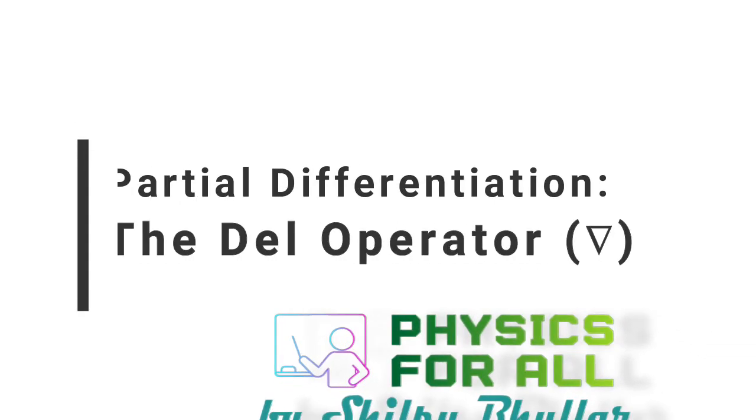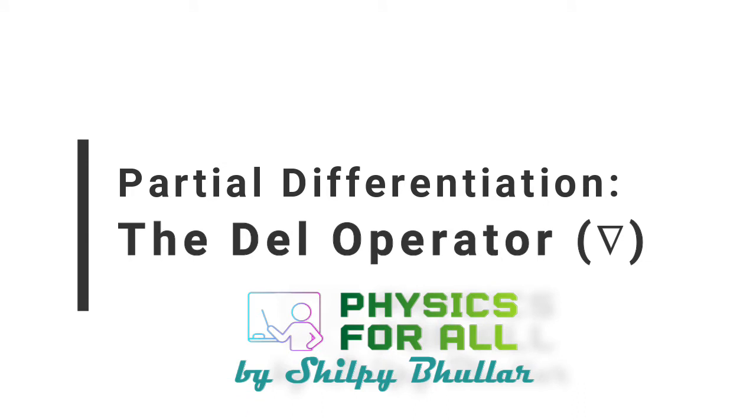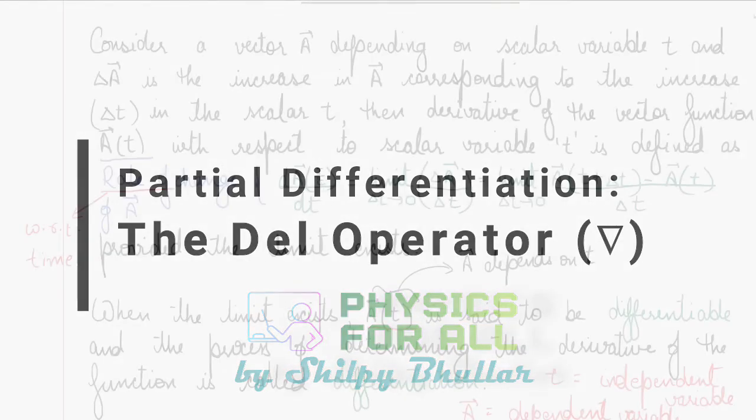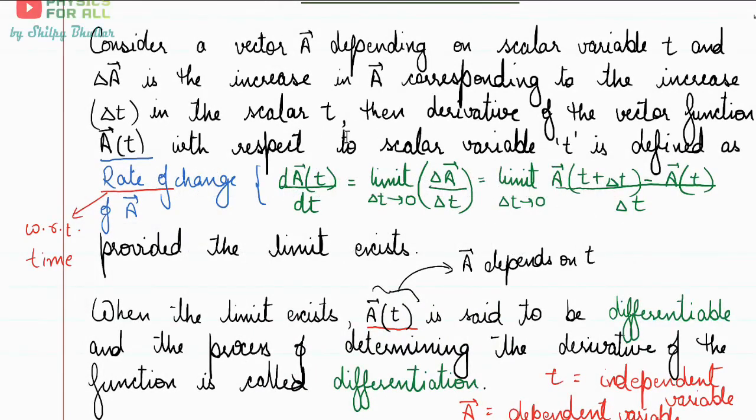Hello everyone. In our lecture series based on vector analysis, in the previous video we discussed the derivative of a vector. We studied how to find the derivative of a vector, and in that case the vector function depends on some quantity, which is often a scalar quantity, time. The derivative of a vector involves the dependence of a vector function on a single quantity.